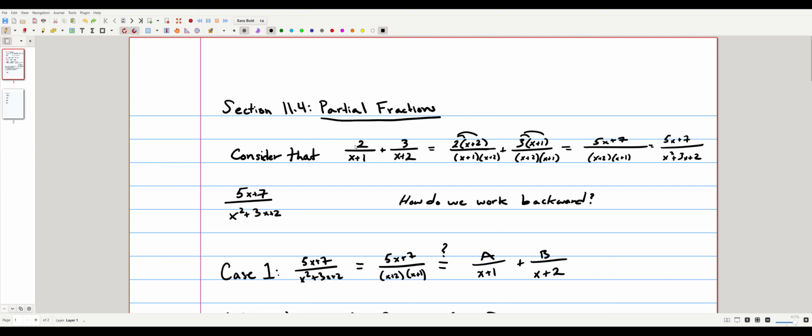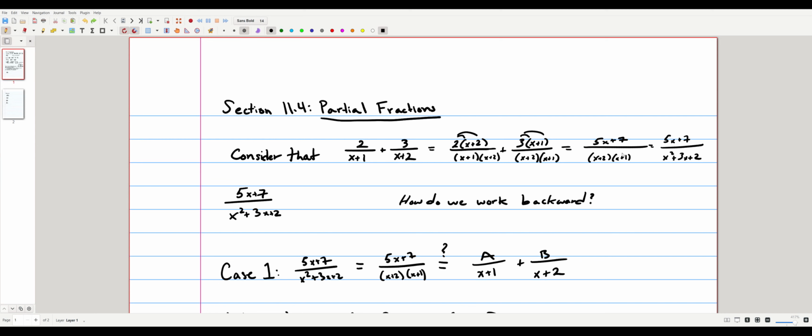So for our example here, 2 over x plus 1 plus 3 over x plus 2, the LCD would be x plus 1 times x plus 2. The left hand rational is missing x plus 2, so we multiply it to the bottom and to the top. Then we distribute. We do the same thing to the right hand side, except this one is missing x plus 1. Okay. We sum the numerators together. We get 5x plus 7 over x plus 2 times x plus 1. And then we distribute the denominator to get 5x plus 7 over x squared plus 3x plus 2.